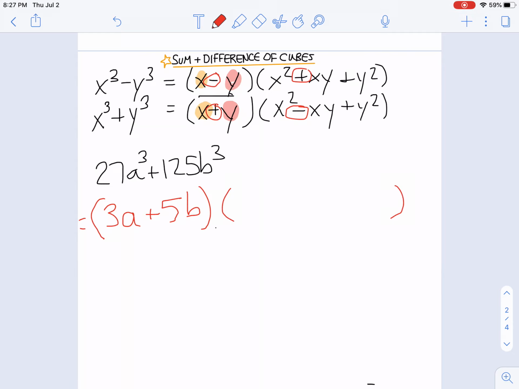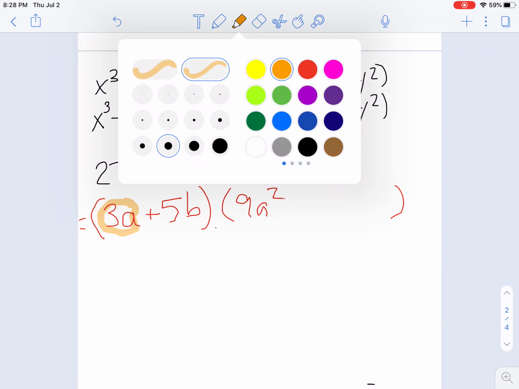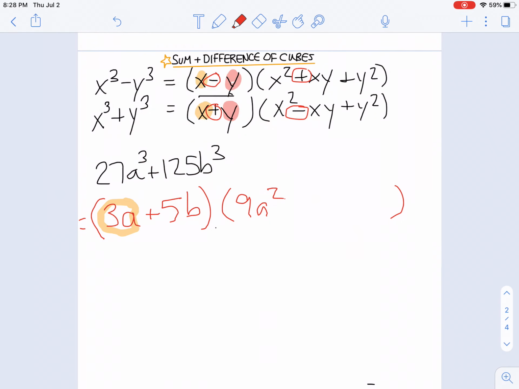And then in the second bracket, we're again going to start by taking the first term in the first bracket, 3a, and we're going to square that. So we're going to end up with 9a squared. Don't forget to also multiply the 3 by itself when you're squaring. And then we are going to take the second term in that first bracket, the 5b, and square that, and we're going to end up with plus 25b squared.